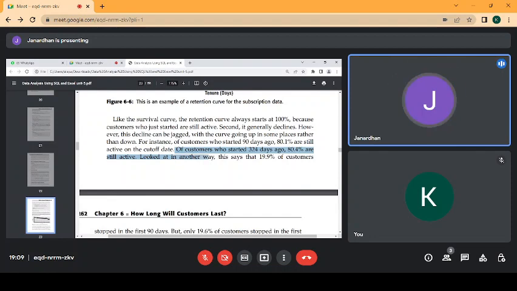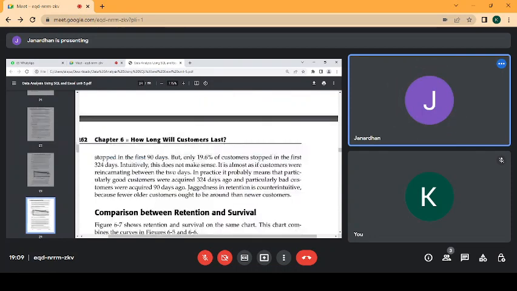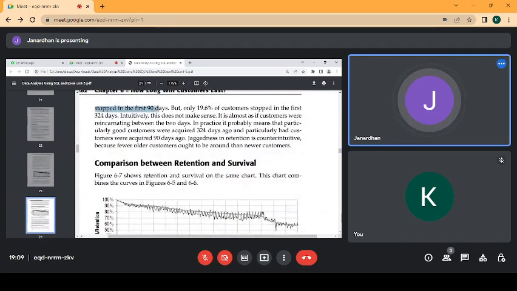Looked at in another way, this says that 19.9% of customers have stopped in the first 90 days, but only 19.6% of customers stopped in the first 324 days. Okay, this does not make sense. It is almost as if customers were re-incarnated between the two days. In practice it probably means that particularly good customers were acquired 324 days ago and particularly bad customers were acquired 90 days ago.